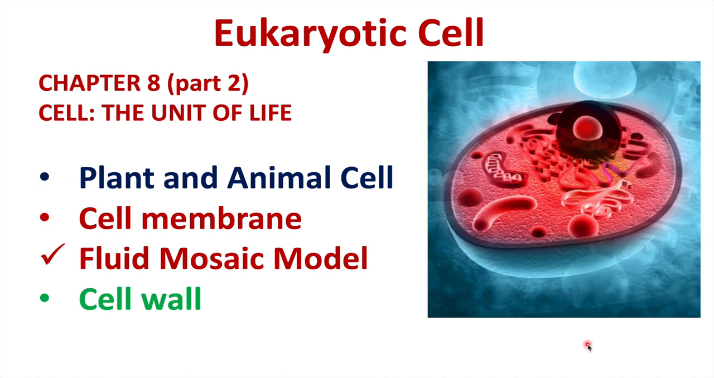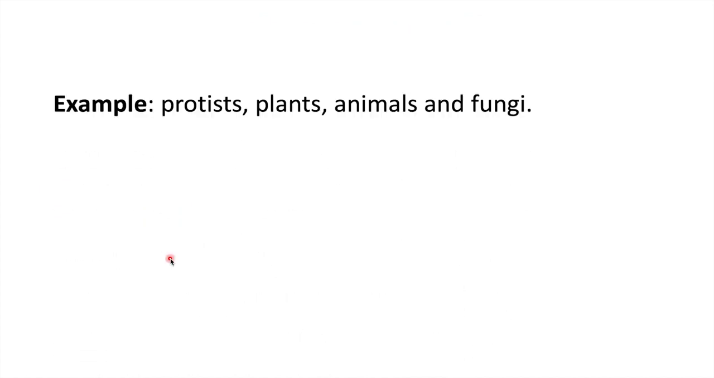In this video we will study what is plant and animal cell, and the cell membrane. In the cell membrane we will study the fluid mosaic model, and finally we will study what is cell wall. So examples of eukaryotic cells are protists, plants, animals and fungi.